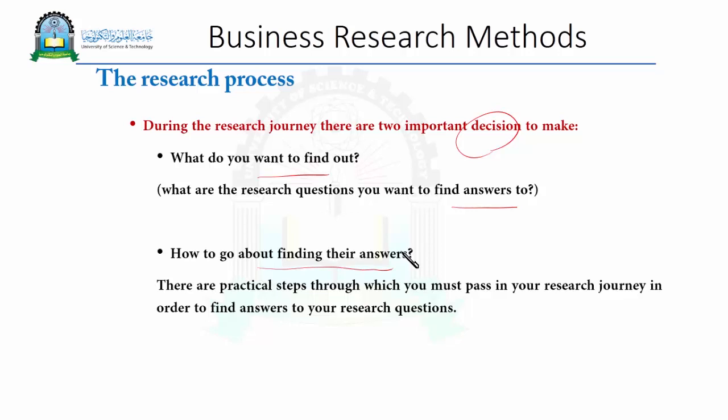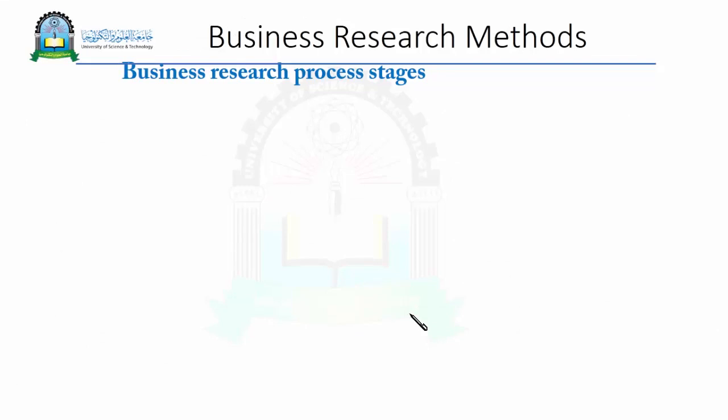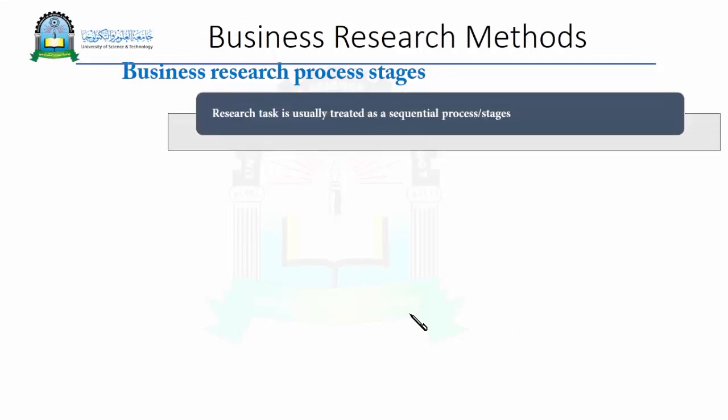So answering the question what is the research problem, and answering the question how, which is what are the steps and the practical steps through which you must pass in your research journey in order to find out answers to your research question. So the what question is identifying the problem. The how question is talking about the research process steps you are going to follow in order to solve that problem.